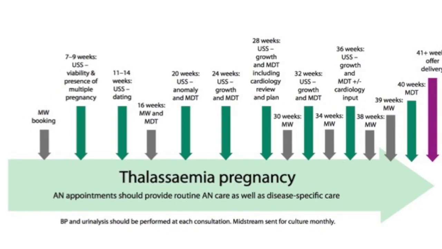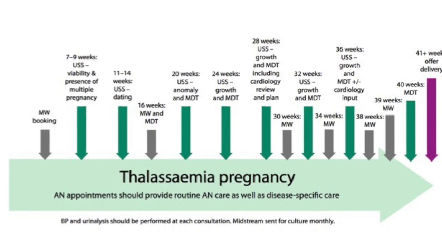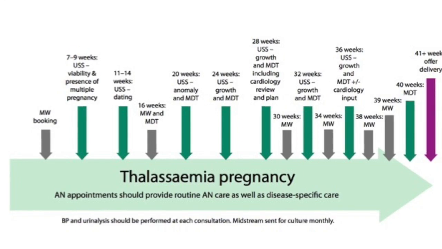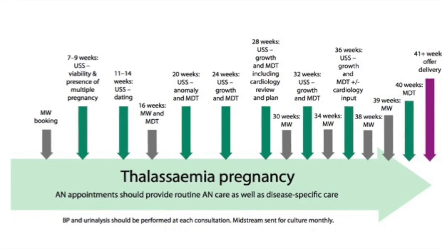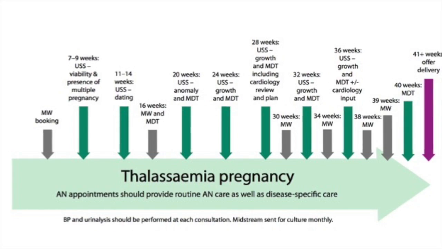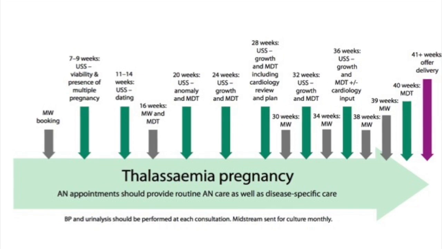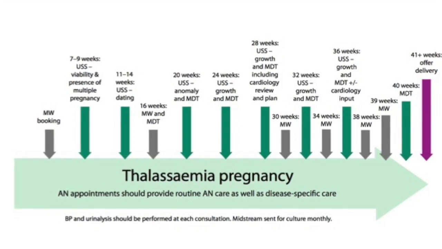Okay, so for thalassemia patients, there's a similar diagram. Again, it says the same thing about antenatal appointments, should provide routine antenatal care as well as disease-specific care. BP and urinalysis should be performed at each consultation and a midstream sent for urine for culture monthly. So, midwifery booking, 7 to 9 weeks, again, ultrasound viability and presence of multiple pregnancies should be checked. 11 to 14 weeks, an ultrasound should be done for dating.